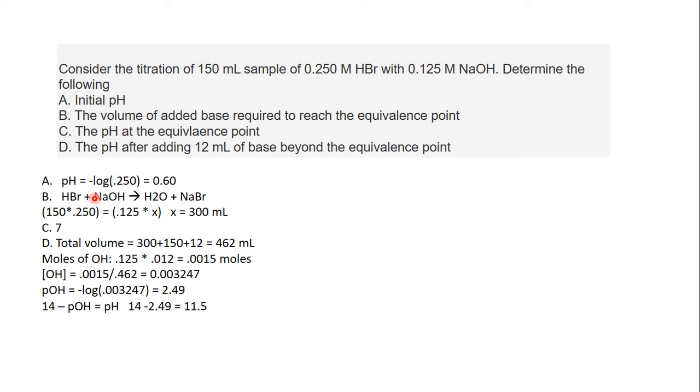And when you have a 1-to-1 ratio like this in acid and base, you can simply do M1V1 equals M2V2. So here we have that. We have 150 milliliters of our acid equals molarity of our base. We're trying to find out the volume of base. So actually the way I have it is V1 times M1 equals M2 times V2. So I'm mixing it up a little bit, but it should work. We solve for X, and X is 300 milliliters. So I need to add 300 milliliters of base to neutralize this acid.